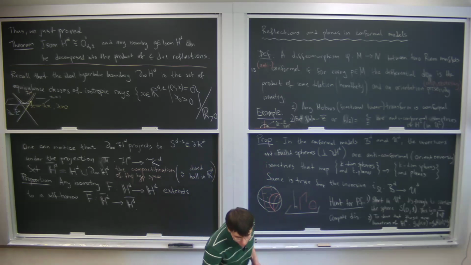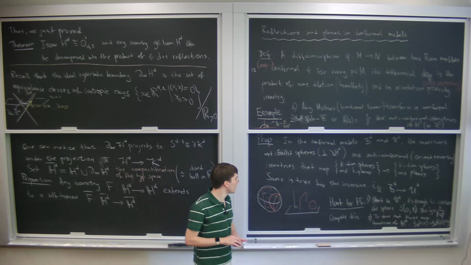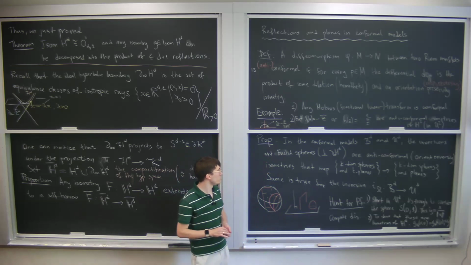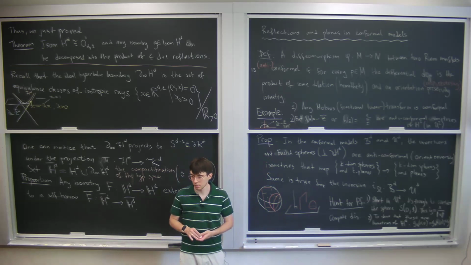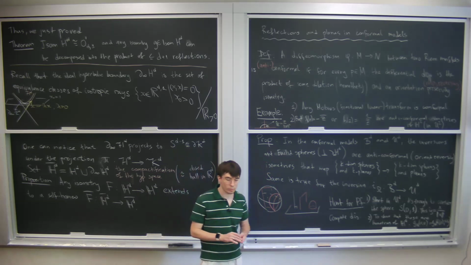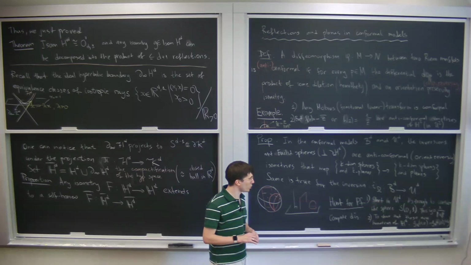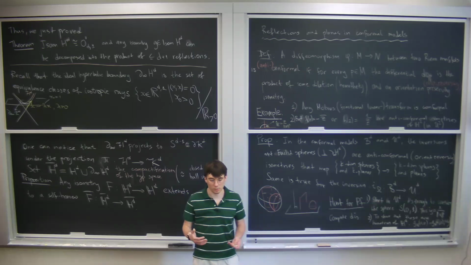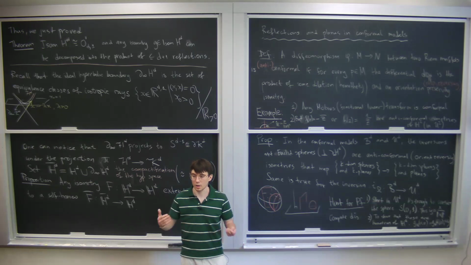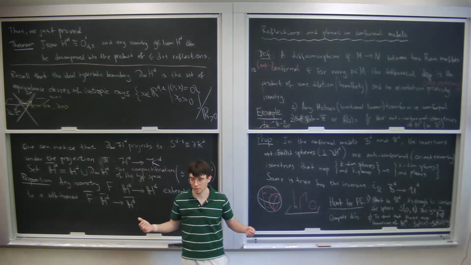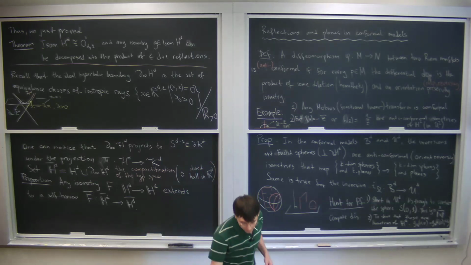So the inversions are anticonformal. What is interesting is that the composition of two inversions is already something conformal, right? The composition of two anticonformal maps is conformal, and it basically depends on the parity of the number of inversions you use in your decomposition. That's the nice fact about this.